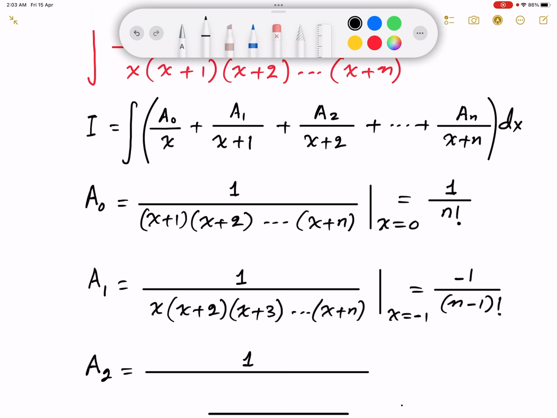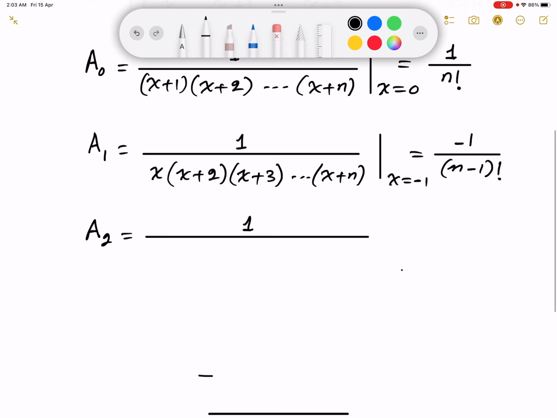That's going to give us 1 divided by x, now x is going to appear, x plus 1 is going to appear, x plus 2 is going to disappear, so the next term is going to be x plus 3. All the way until we get to the last term, which is x plus n.